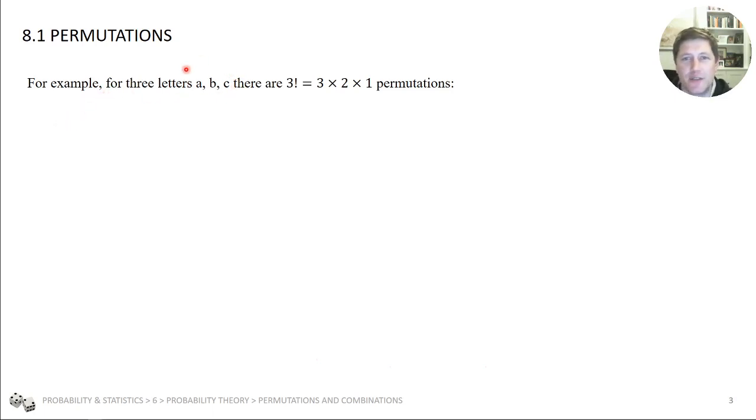Let's take a case of three letters A, B, C. There are 3 times 2 times 1, that's 3 factorial permutations for how we can order that. So ordering all 3 of them, A, B, C, A, C, B, B, A, C, and so on, we'll see there are 6 ways of doing it, 3 times 2 times 1. And we see that order matters. So for a permutation, the order matters. A, B, C is different from A, C, B because they're in a different order.